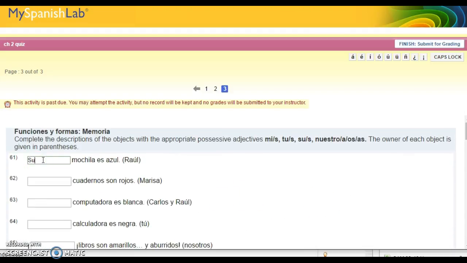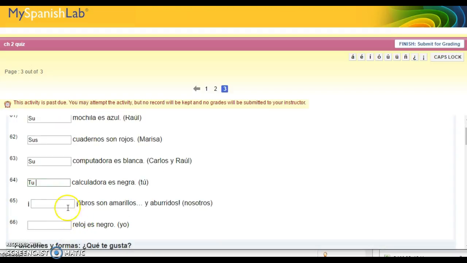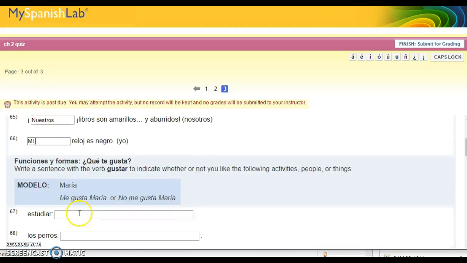All right, so su mochila es azul, Marisa. Sus cuadernos son rojos. Su computadora es blanca. It's their computer. It's Carlos and Raul's computer. But computadora is singular, so it's the singular form. Su computadora. Tu calculadora. Nuestros libros, our books. Libros is plural, so the plural form of nuestro. And mi reloj es negro.